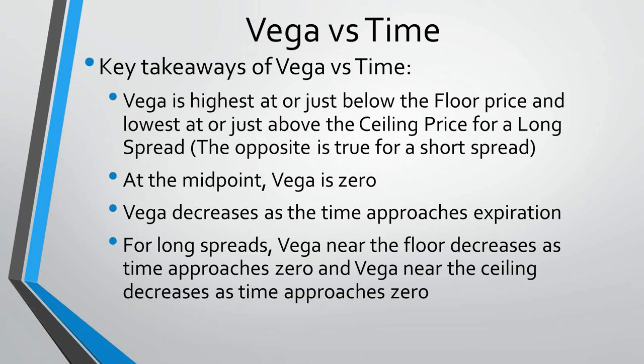So Vega is highest at or just below the floor price, and lowest just above the ceiling price for a long spread. The opposite is true for a short spread. At the midpoint, Vega is 0. Again, there's no extrinsic value at the midpoint, or what we call the null point. So if there's no extrinsic value, Vega has to be 0.